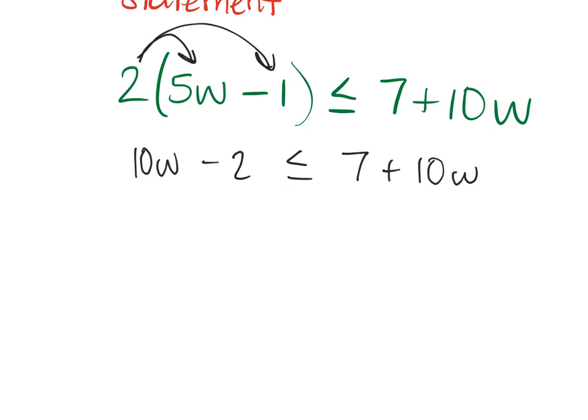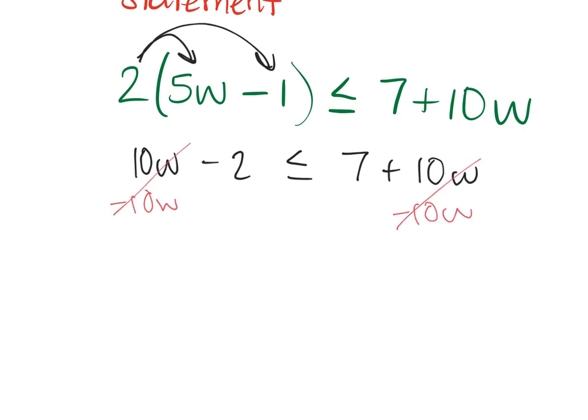Now, check this out, guys. When we were solving equalities, if I said this -2 and the 7 don't match, we would get no solution, right? That is not true for inequalities, because look what happens. Again, we're going to keep solving. Let's subtract 10w from both sides.